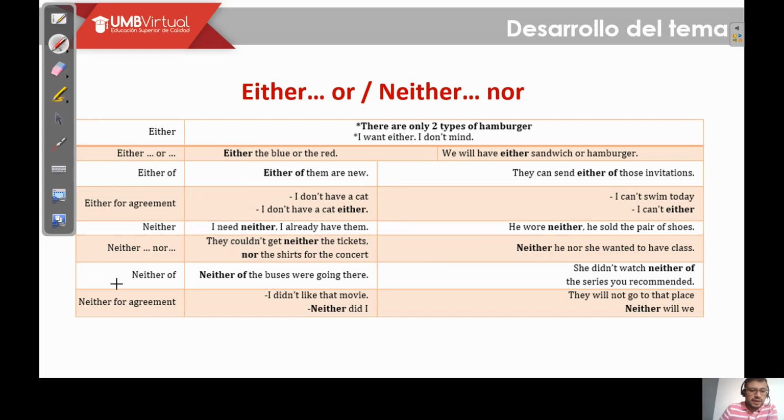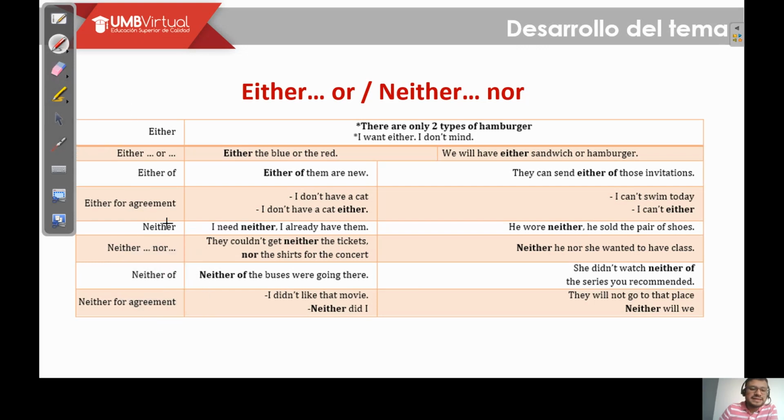Neither of. It means neither, ninguno de estos. Neither of the buses were going there. Ninguno de los buses estaban yendo allá. She didn't watch neither of the series you recommended. Ella no se vio ninguna de las series.